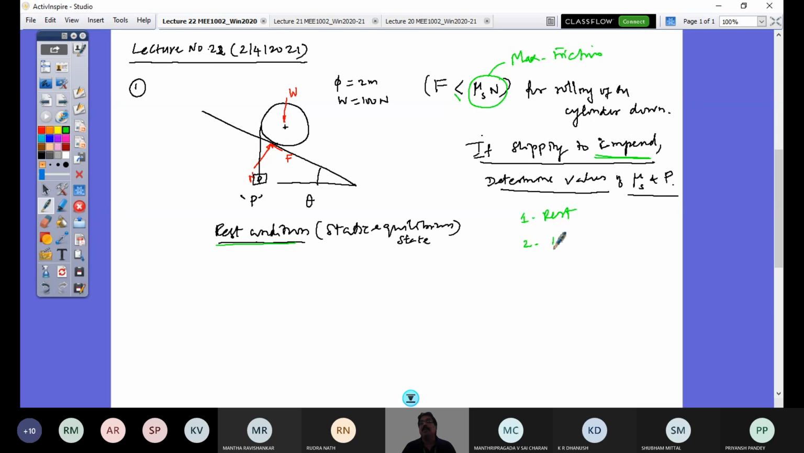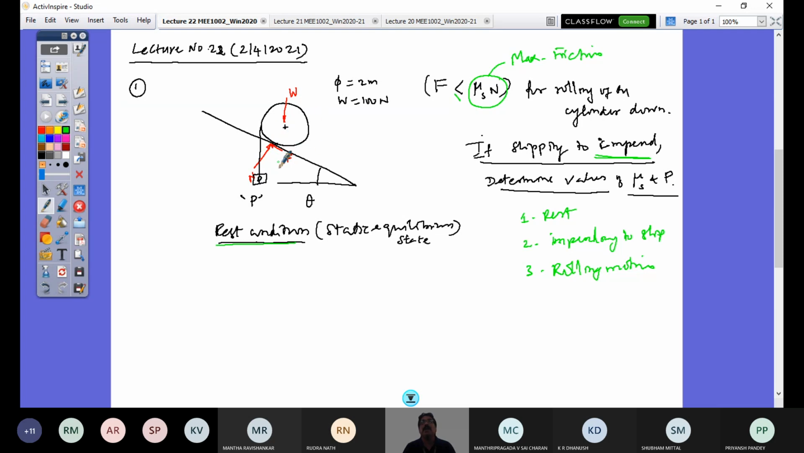Second state is impending to slip. Third state is rolling motion. So rolling down. When it is rolling down, the friction direction would be different. So to roll down, I should cut this cable. So this will be rolling down.